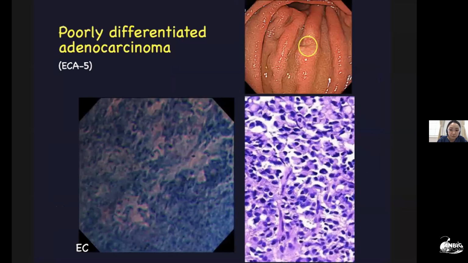This slide shows poorly differentiated adenocarcinoma. Actually, there is no glandular structure seen, and the enlarged nuclei are randomly arranged. This is the typical pattern of poorly differentiated adenocarcinoma.